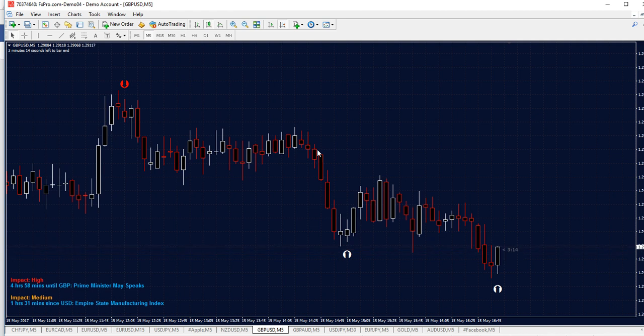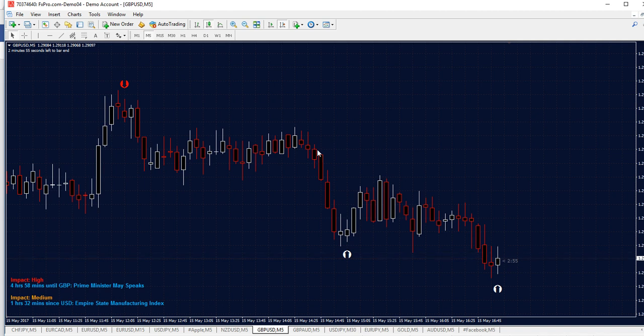And always, the rule is always take trade one candle expiry. So if you have 5 minutes time frame, you will take 5 minutes expiry. If you have 15 minutes time frame, 15 minutes expiry, and so on.